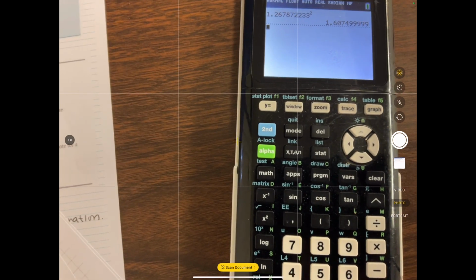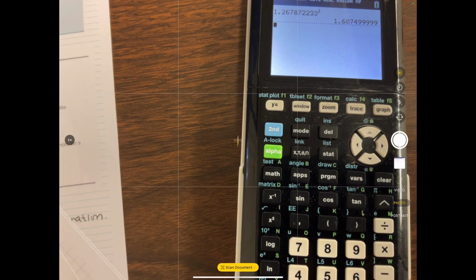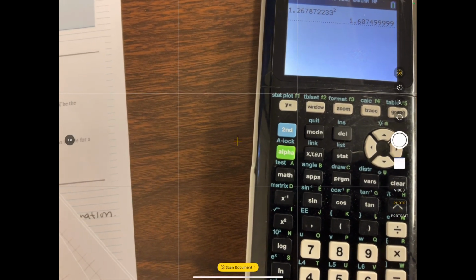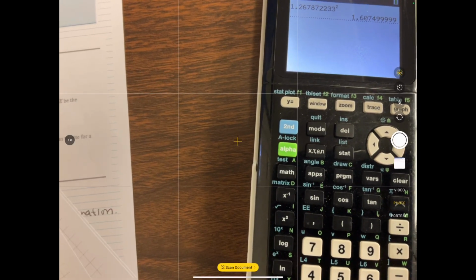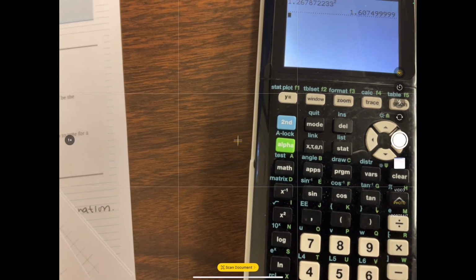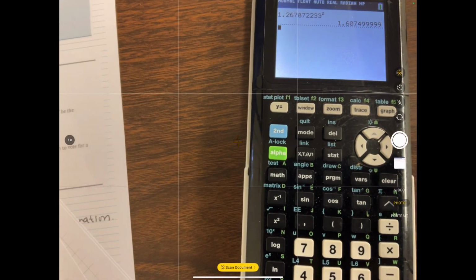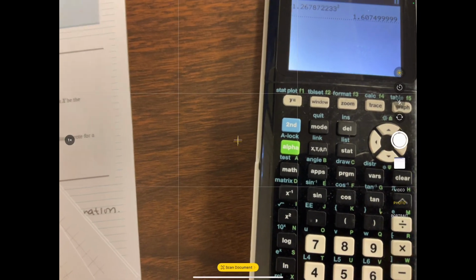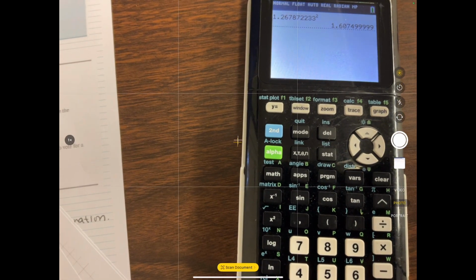So put it into list 1, put the probabilities into list 2, then do a stat calc 1 var stats, produce that standard deviation, then square that, and that gives you your variance. Okay?